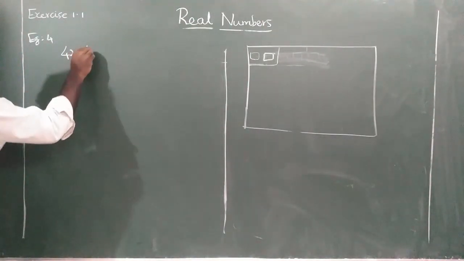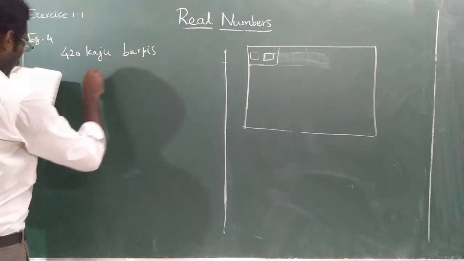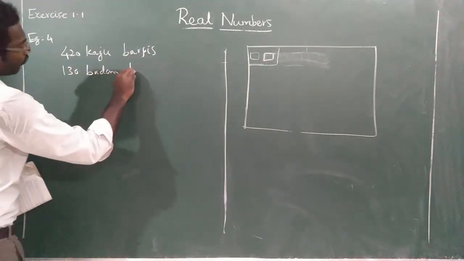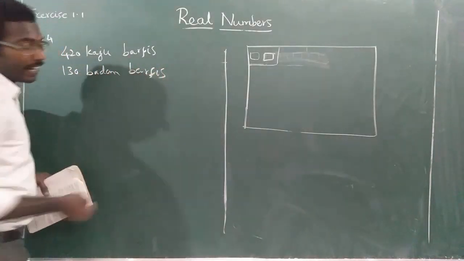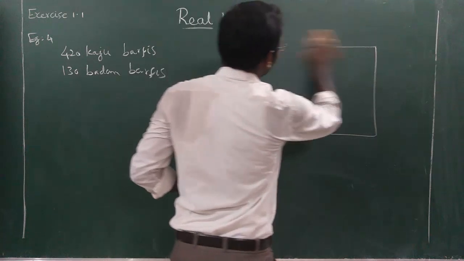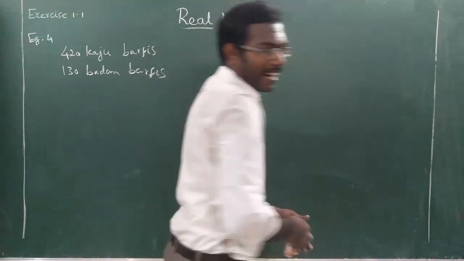420 Kaju burfis and 130 Badam burfis. What do you want to find? If you want least area, then you should have the maximum number of burfis. Maximum means that is X.